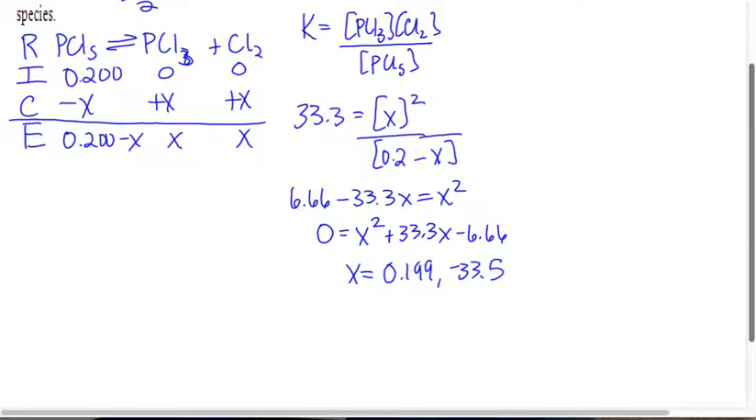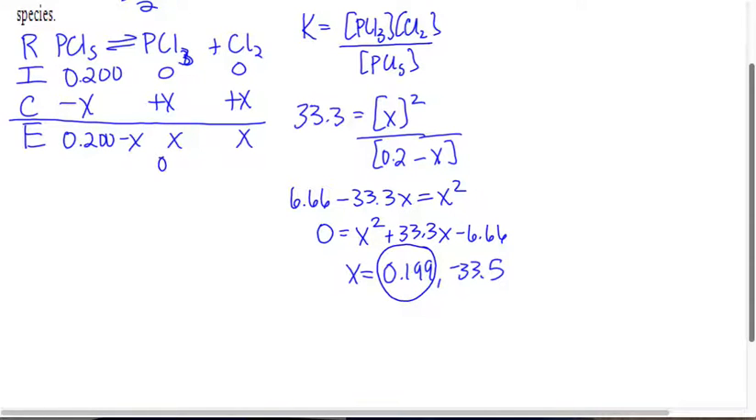The way it works is if one is negative, you're going to automatically throw out the negative one. If both of them are positive, one of them will lead to a negative concentration when you plug it into the E-line, so that would be the one you throw out. So here, there's only one answer that makes any sense. So our x, then, is equal to 0.199.